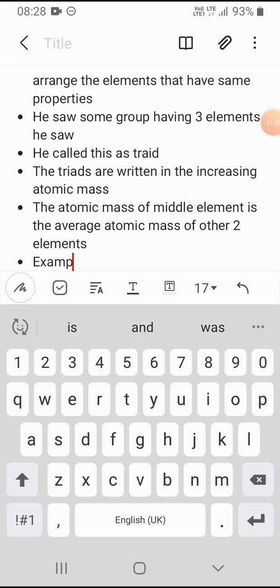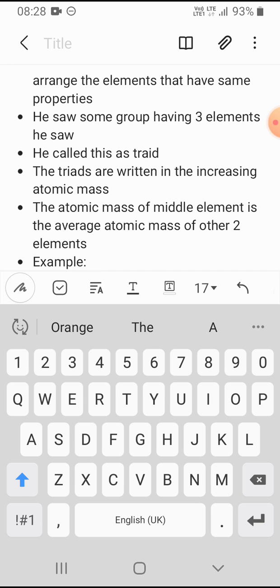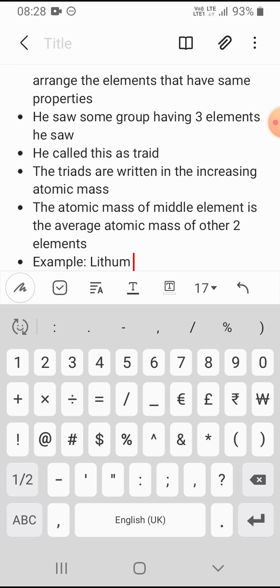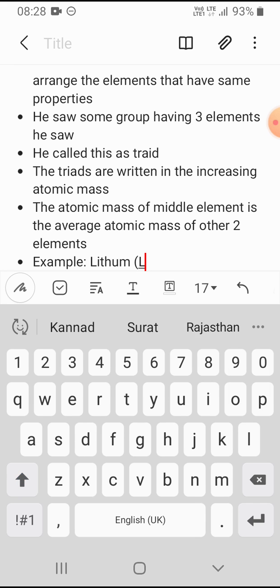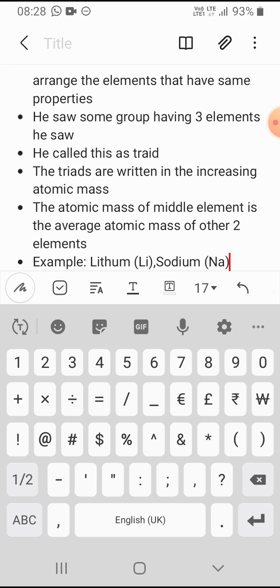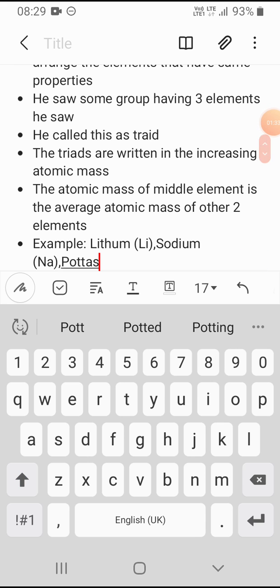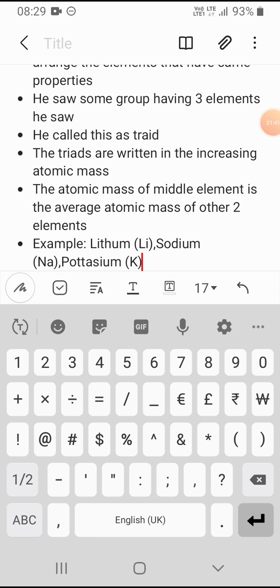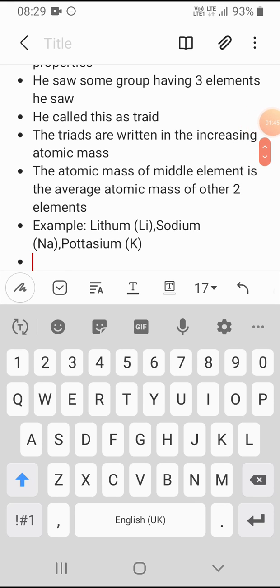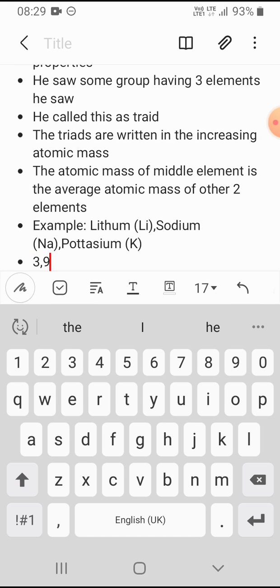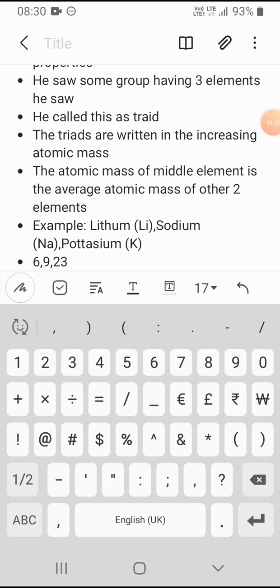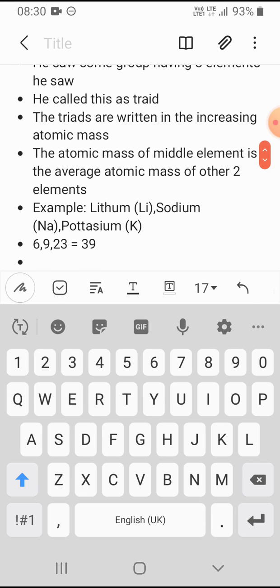For example, lithium Li, sodium Na, and potassium K. The atomic masses are 7, 23, and 39, and the average of lithium and potassium we will get is 23. So this is the atomic mass.